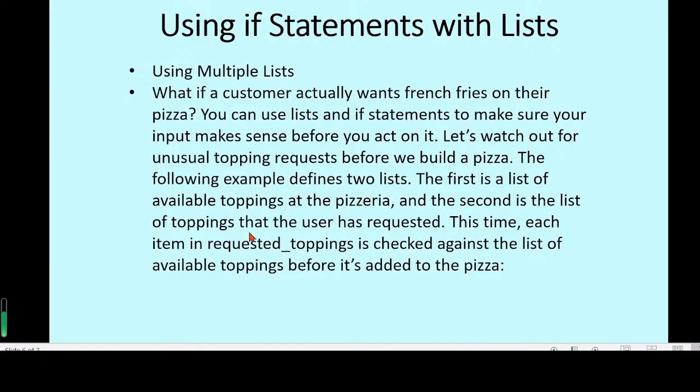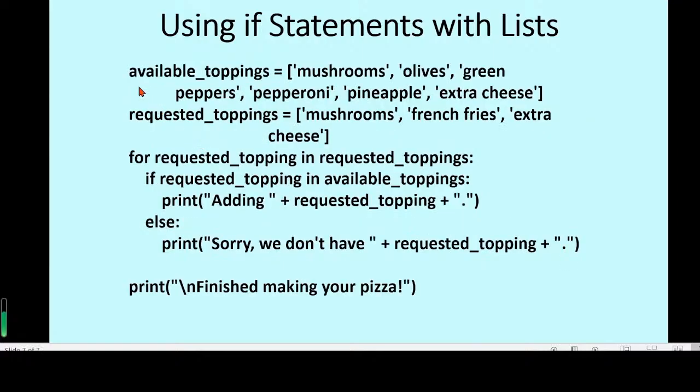The first is a list of available toppings at the pizzeria, and the second is the list of toppings that the user has requested. And this time, each item in requested toppings is checked against the list of available toppings before it's added to the pizza. So the code will look like this. Available toppings is a list we created, and requested toppings is another list created for the toppings requested by the customer. Then we will write a for loop.